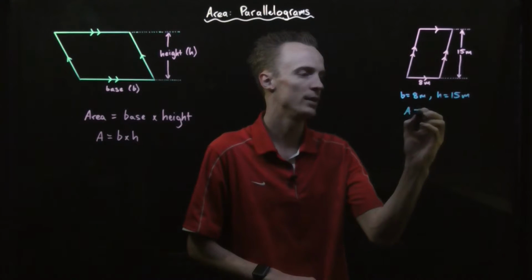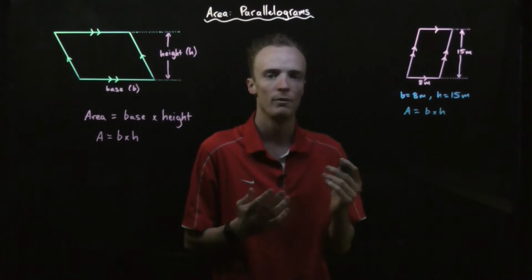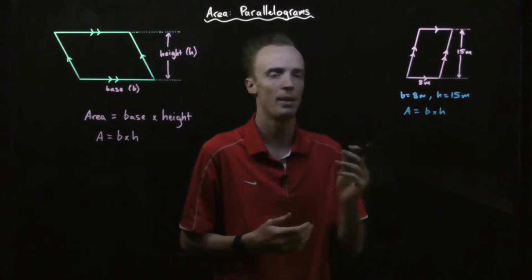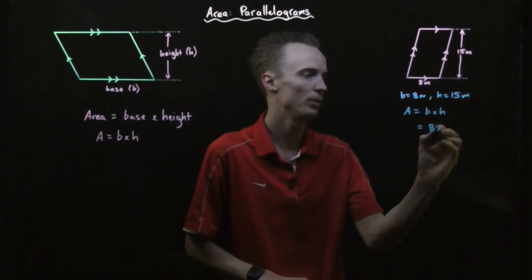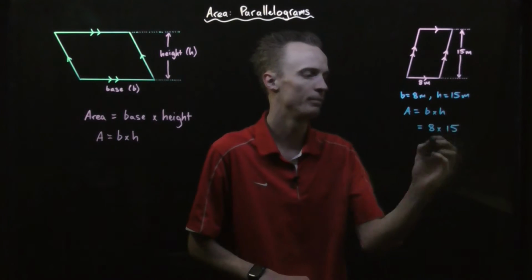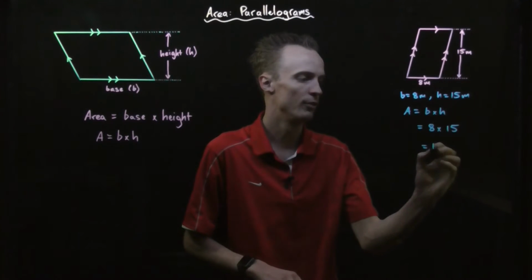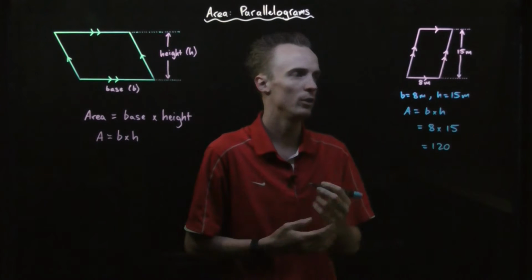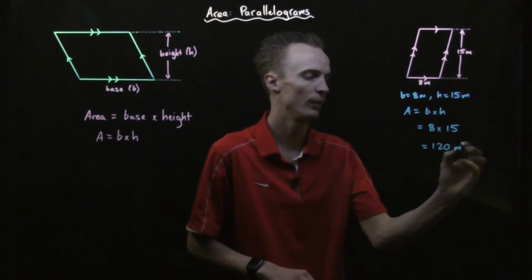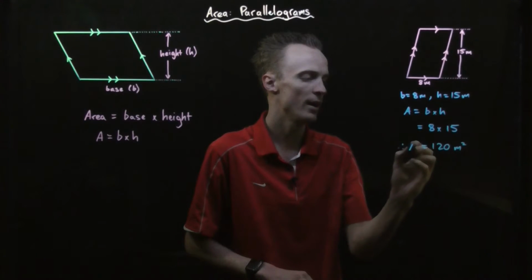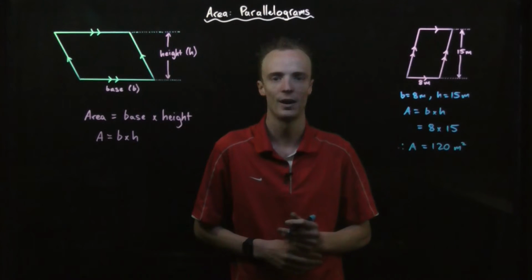So instead, we write down our formula to calculate the area of a parallelogram. So the area is equal to the base multiplied by the height. From here, we substitute our values for the base and the height into our formula. So this is equal to 8 multiplied by the height of 15. Now 8 times 15 is equal to 120. And then we look at our units. Our units were in meters, so this will be 120 meters squared. Therefore, our area of this parallelogram here is 120 meters squared.